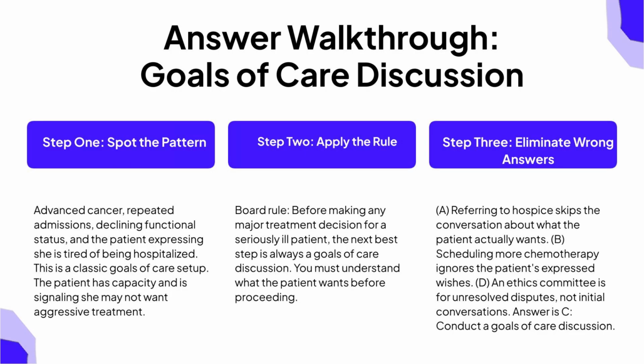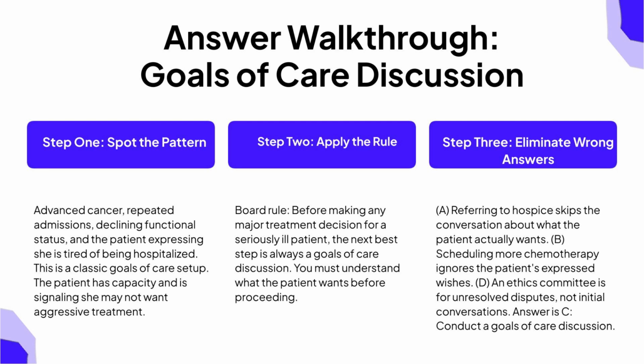Let us walk through this answer step by step. Step 1, spot the pattern. Advanced cancer, repeated admissions, declining functional status, and the patient expressing she is tired of being hospitalized. This is a classic goals of care setup. The patient has capacity and is signaling she may not want aggressive treatment.